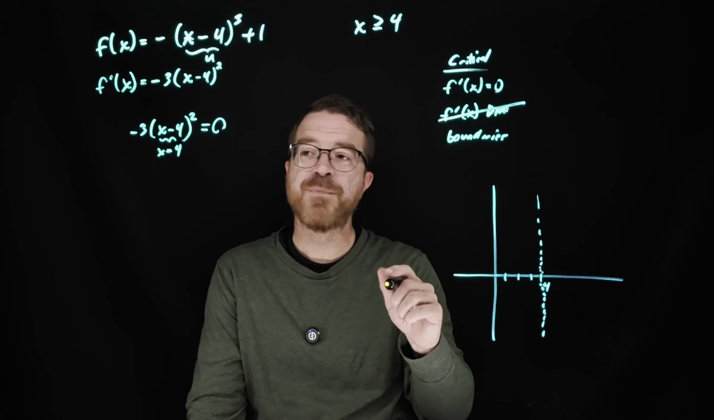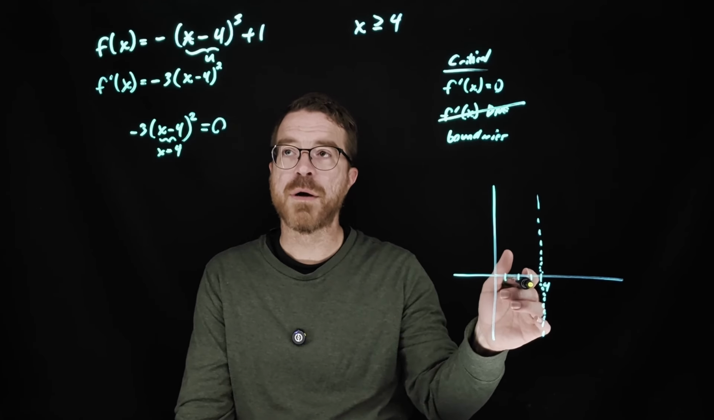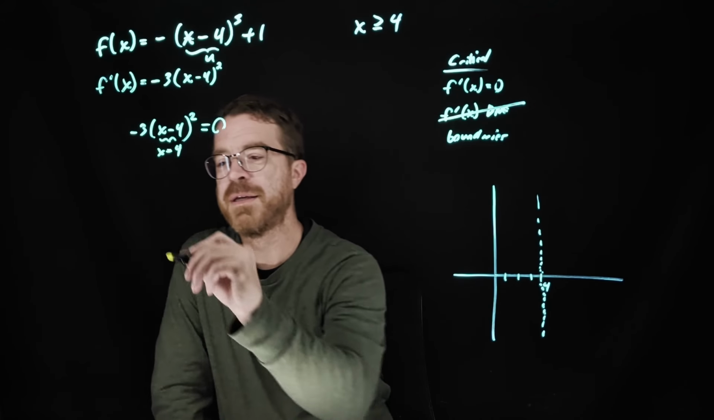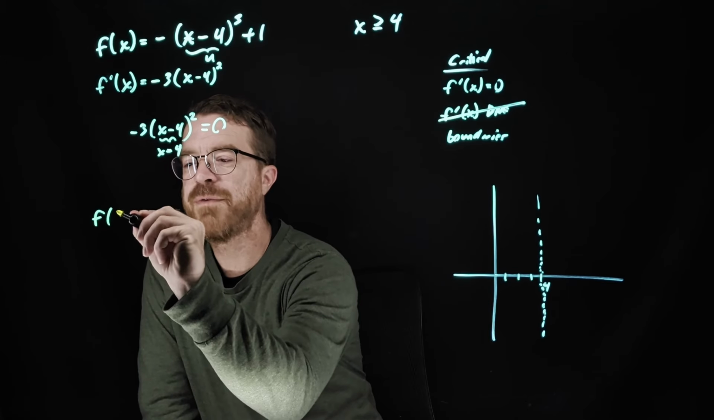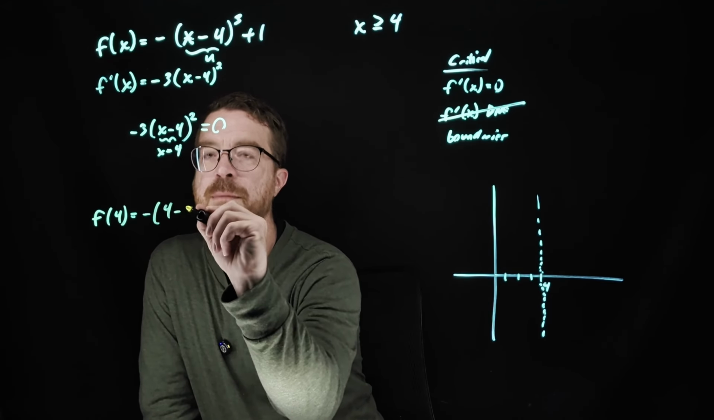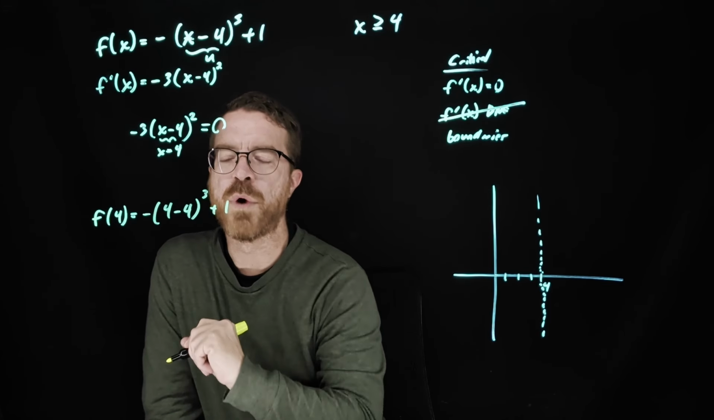So now what I'm going to do is see what my point is at x equals 4. I'm going to go back to my original function and plug 4 into this. So if I have f of 4, this is going to be equal to negative (4 minus 4) cubed plus 1.